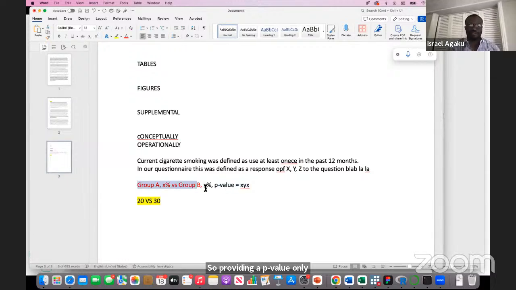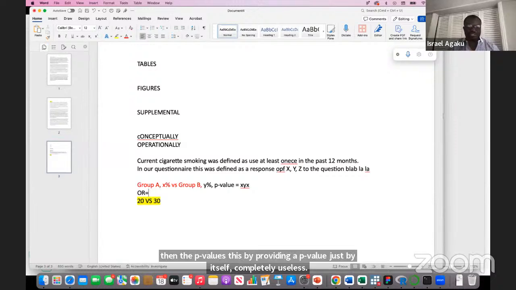It's a very horrible way of reporting science. So you either provide the odds ratio equals this, and then the p-value is this, but providing a p-value just by itself, completely useless. Should never be done. I hope I've answered your question.